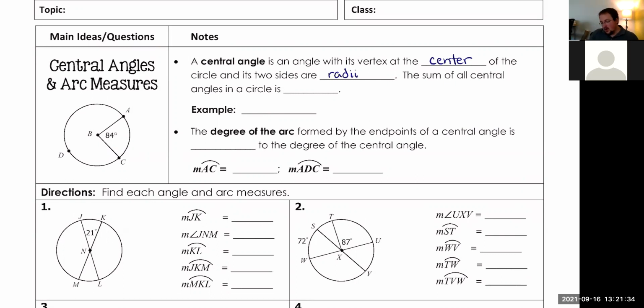The sum of all central angles in a circle, so if you were to cut a circle into a bunch of angles inside, if you were to add all those angles up, guess what it would equal? Oh, careful, a whole circle. 360. 360 degrees. So in the example shown there to the left, an example of a central angle would be angle ABC.